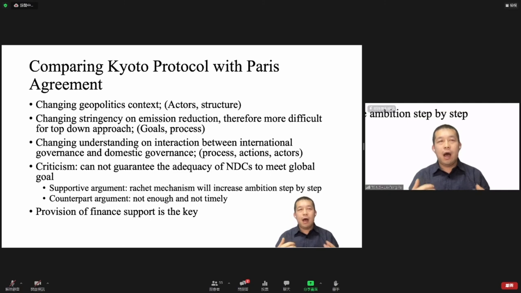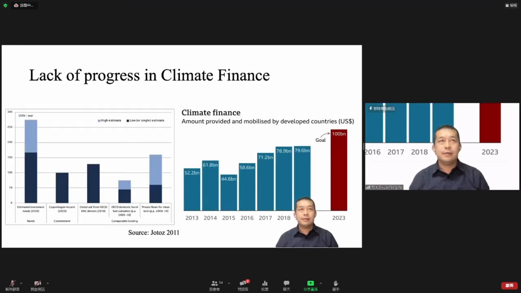So why and how can we resolve this and respond to these counter arguments on the Paris Agreement? I think the answer is that the provision of financial support is the key. If we have enough and timely financial support from developed countries to developing countries, that will incentivize enough and timely ambitions from both sides. But unfortunately, we lack progress in climate finance.